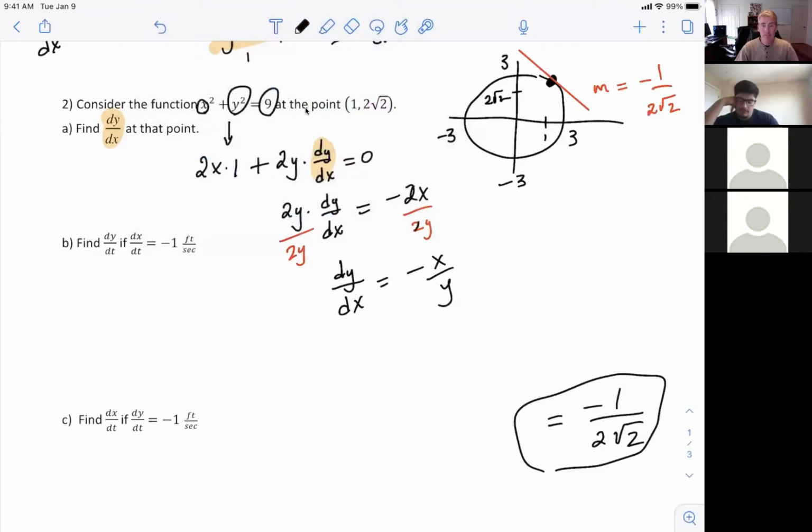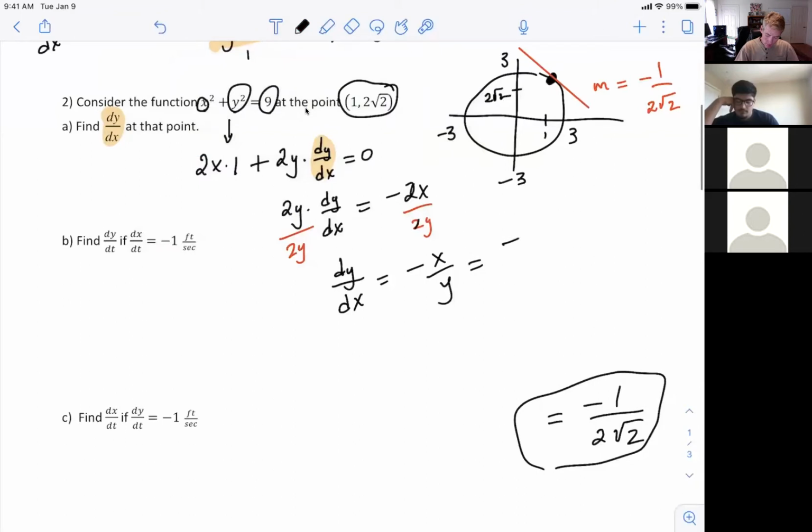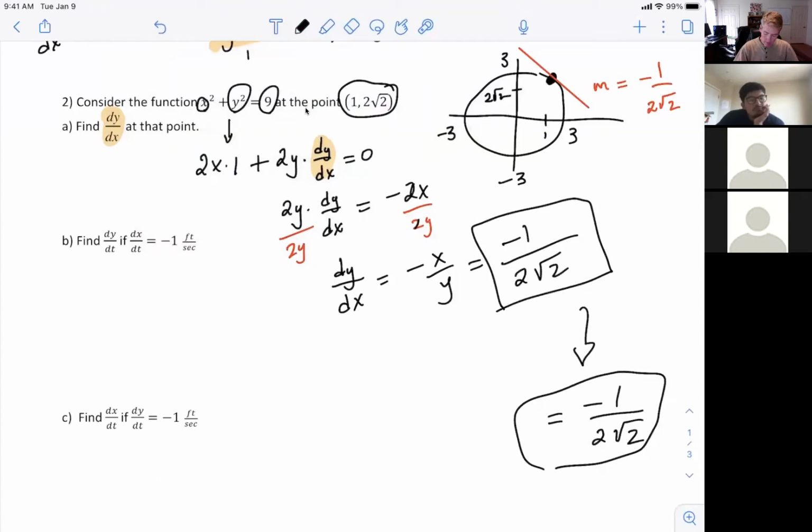Which looks a lot different than when we did the derivative before, but watch when you plug in the numbers. So now plug in the x and the y. So on top, replace the x with the 1, so it's going to leave negative 1. And on the bottom, replace the y with 2 radical 2. And then we got the same answer as last time, but did it with implicit differentiation.